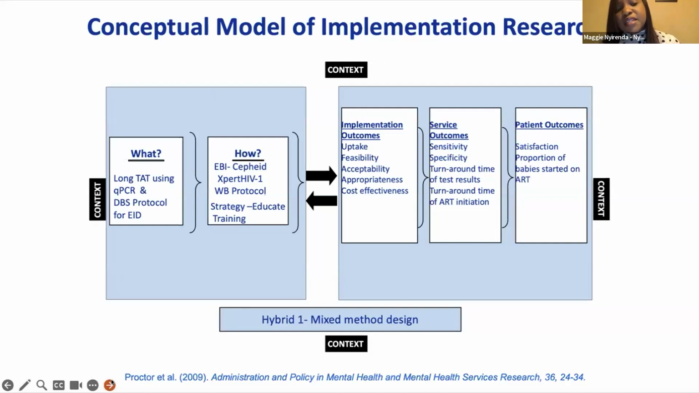The implementation outcomes that I wanted to focus on were uptake of this Cepheid whole blood protocol, because it had not been implemented in Malawi before, feasibility, acceptability, which I've already defined, appropriateness, and cost effectiveness. The effectiveness of health outcomes were sensitivity and specificity of the test, because it had been qualified by WHO, but not used on a larger scale in Malawi. We also wanted to gather data on turnaround time of test results and ART initiation, and some of the patient outcomes were satisfaction and proportion of patients initiating ART. Next slide.